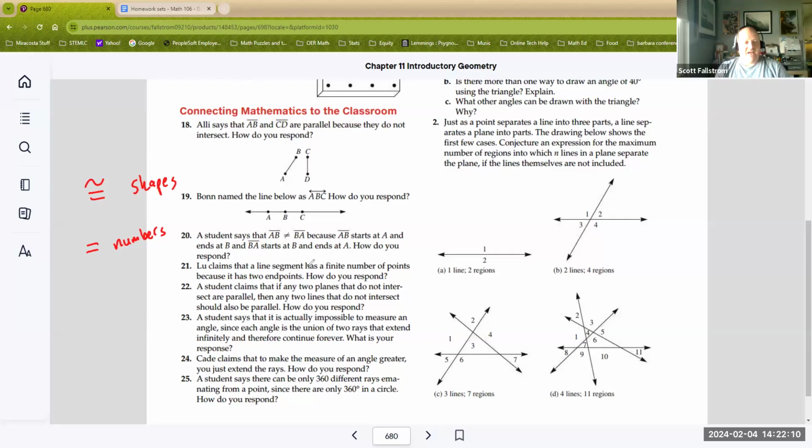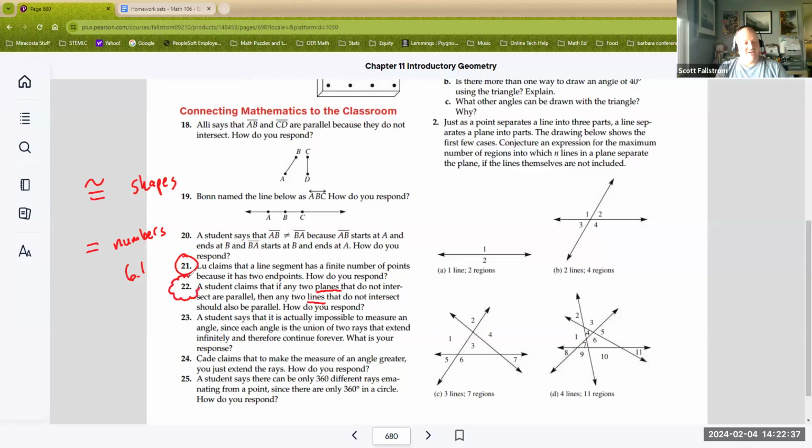Lou says a line segment has a finite number of points because it has two endpoints. How do you respond? Great question. Feel free to tie this back into the denseness property of fractions from chapter 6, 6.1. Student claims if any two planes that do not intersect are parallel, then any two lines that do not intersect should also be parallel. How do you respond?